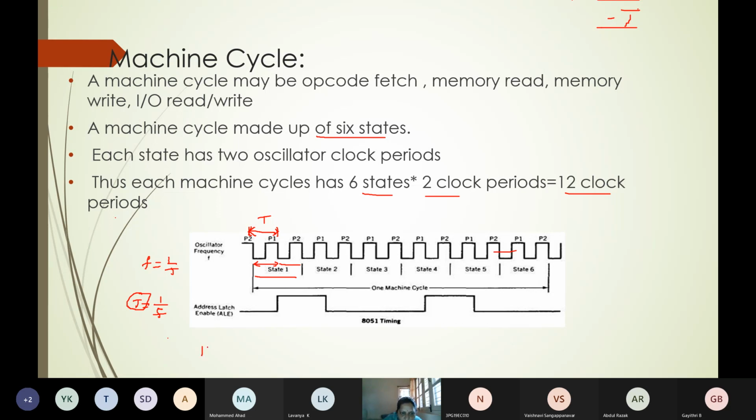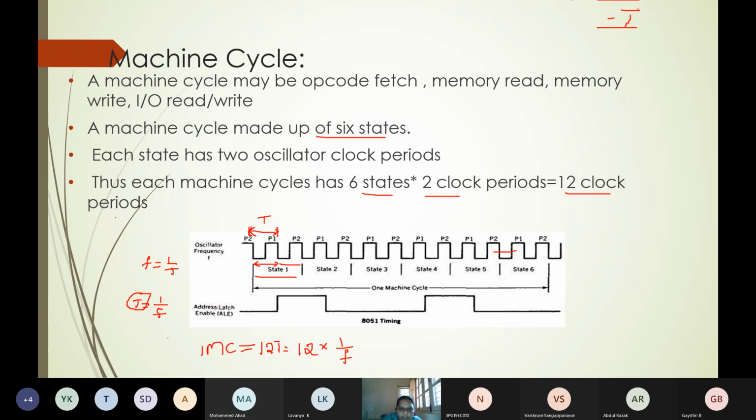One machine cycle takes 12 clock pulses, or 12 t states. 12 t states is nothing but 12 into 1 by f. So I can find the time required to execute one machine cycle.